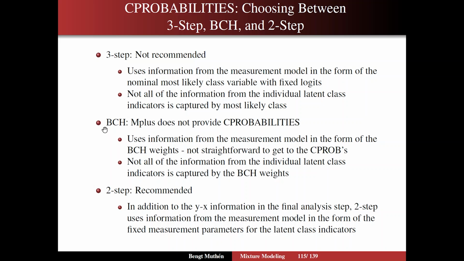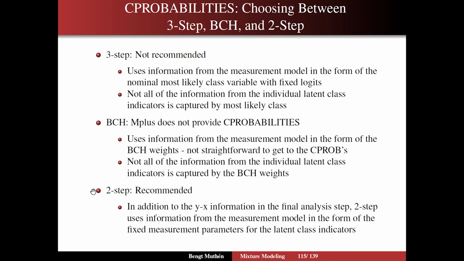What about BCH? Well, Mplus does not provide C probabilities for BCH because the information from the measurement model in the form of BCH weights is not straightforward to use to get the C probabilities. And like for 3-step, not all of the information from the individual latent class indicators would be captured by the BCH weights. So we reject BCH as well.